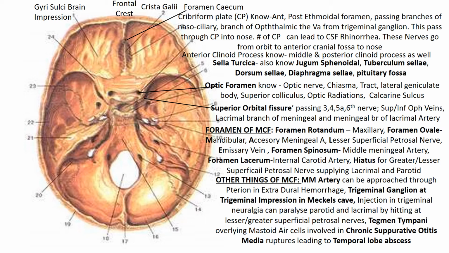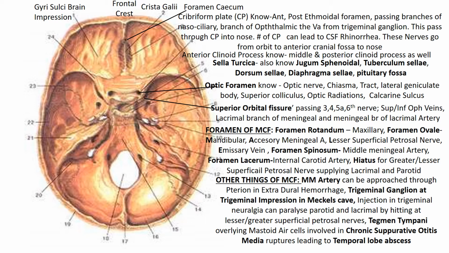Then you know the optic foramen, and you have to know the optic nerve passes through it. And with the optic nerve, you know there is an optic chiasma, then there is an optic tract, which ends in the lateral geniculate body, going to the superior colliculus, then optic radiation, and into the calcarine sulcus. Lateral to the anterior clinoid process is the superior orbital fissure, which passes the third, fourth, fifth, sixth nerve, superior and inferior ophthalmic veins, lacrimal branch of meningeal, and meningeal branch of the lacrimal artery.